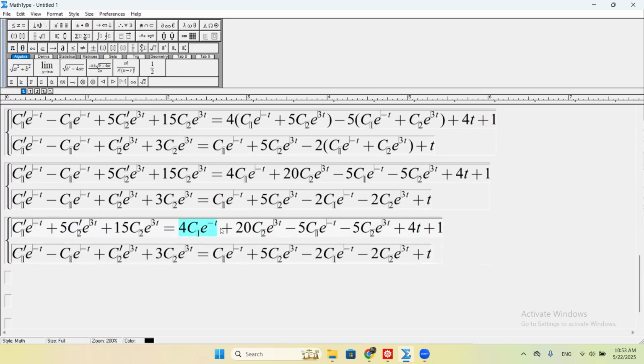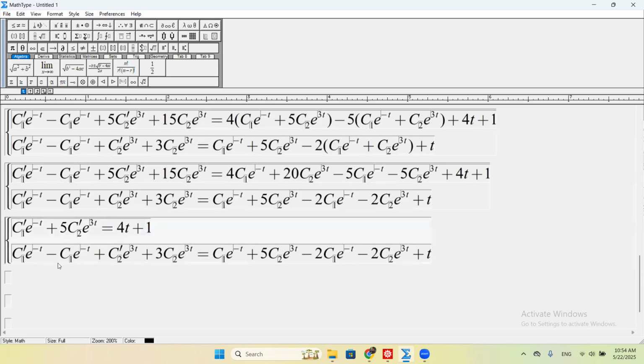So you always must verify it. If C1 and C2 are not eliminated, it means that you made a mistake. So here I have 15, here 15 as well. So 15 C2, eliminating. So the first equation is correct.